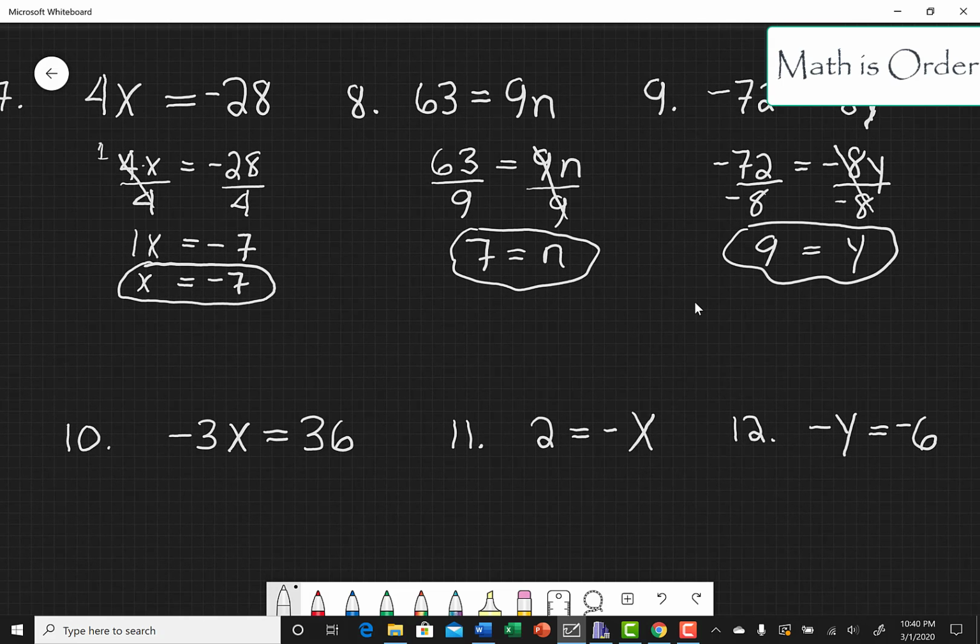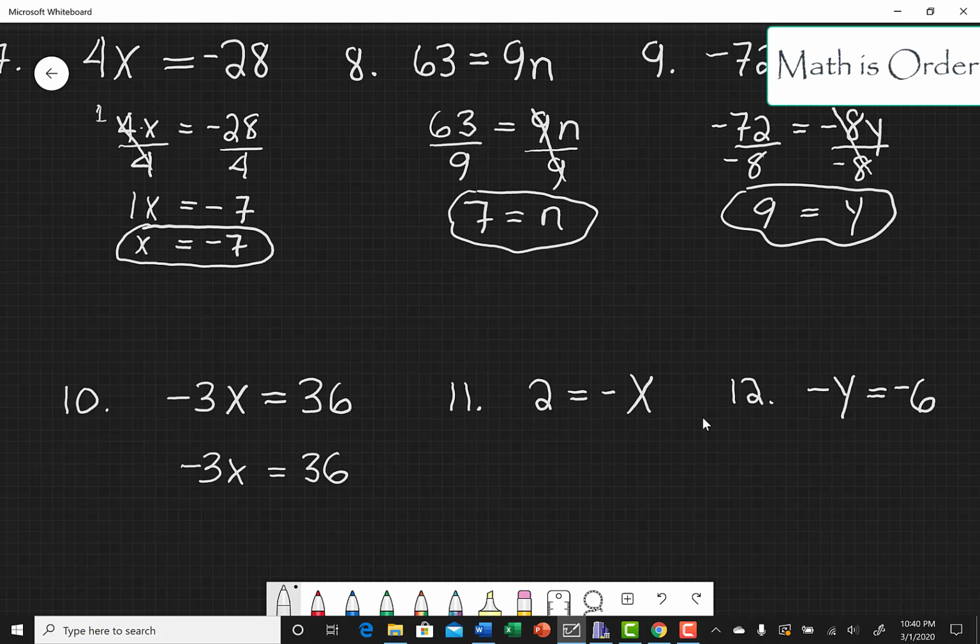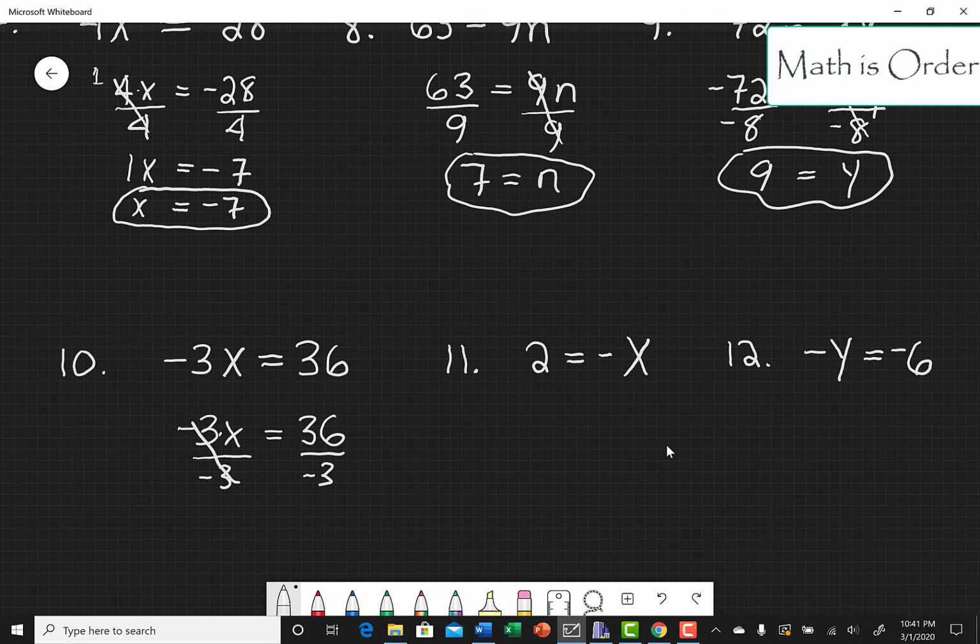Okay, same thing for number 10. We want to isolate the variable. And we don't divide by 3 on both sides. Nope, falling into a trap there. The opposite of multiplication is division. So all we need to do is divide both sides by the number next to x. So in this case, we got x equal to negative 12.